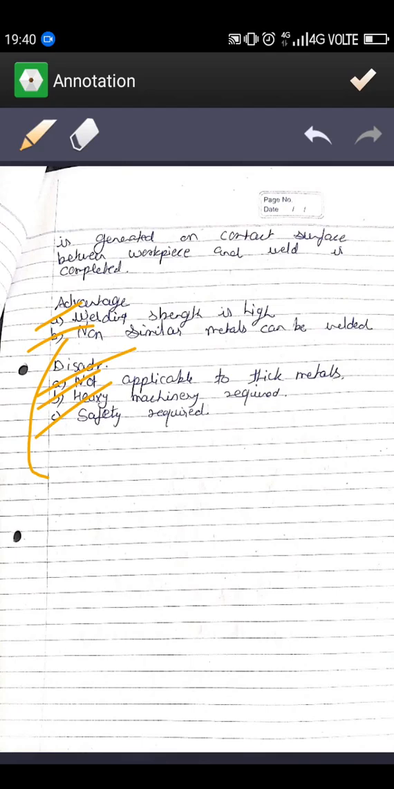Now we are going to start another topic.